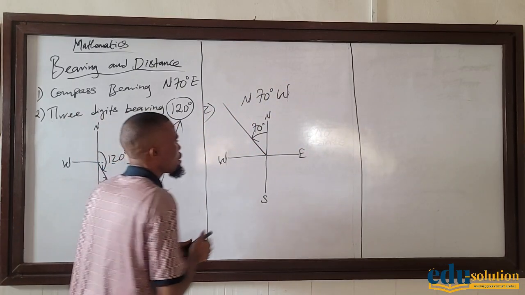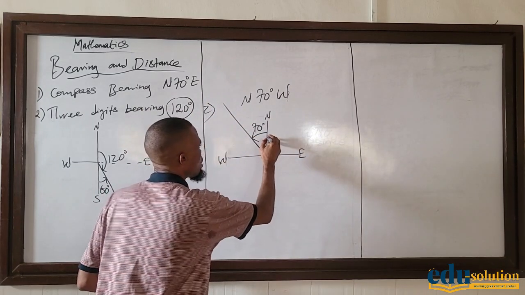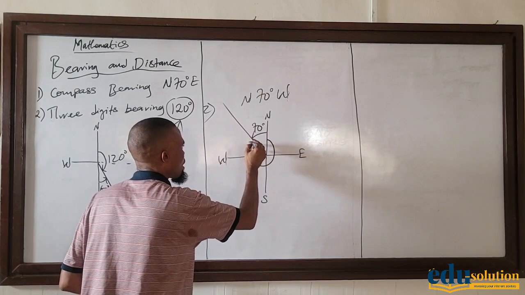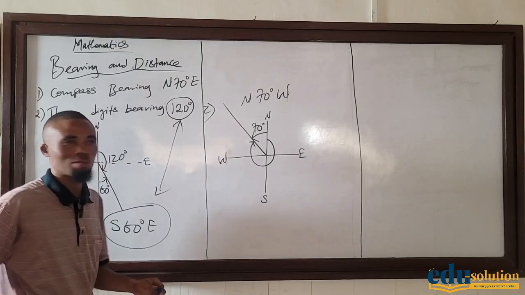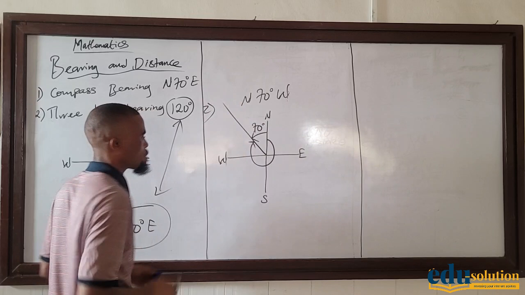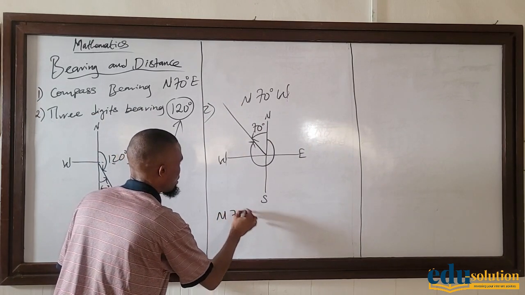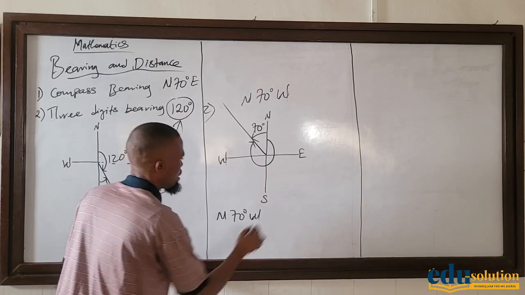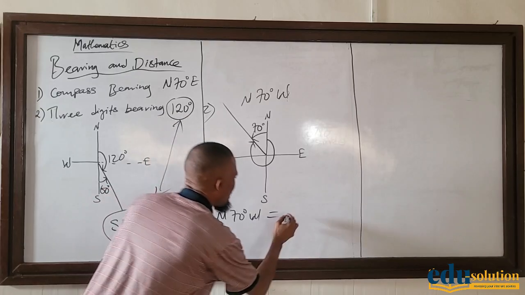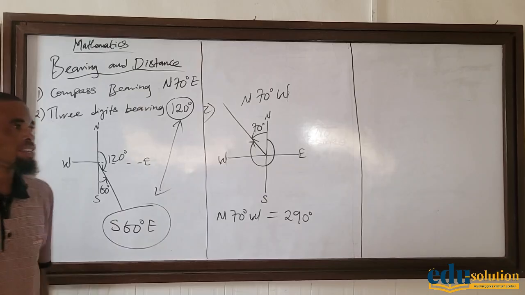So if we now want to convert to 3-digit bearing, we have to start from the north. So what we need to do is to look for the bearing from this north, from here down to this line. That's our answer. Of course your guess is as good as mine. We are having here 70, and angle at a point is 360, so 360 minus 70 is going to give us what? 360 minus 70. So finally north 70 degree west is equal to 360 minus 70, which is going to give us 290 degrees. Okay, so it's as simple as that.